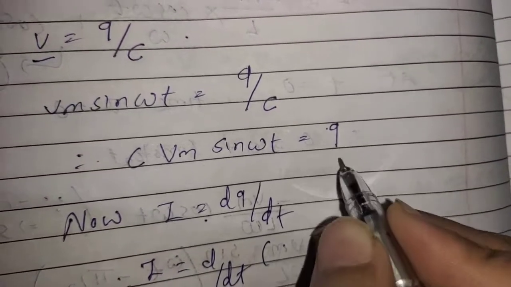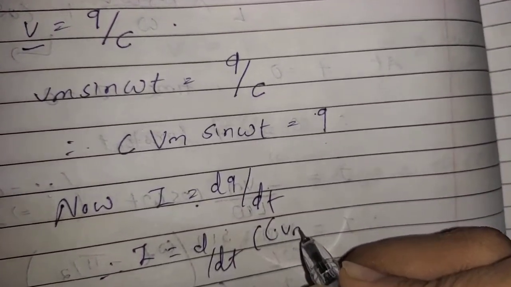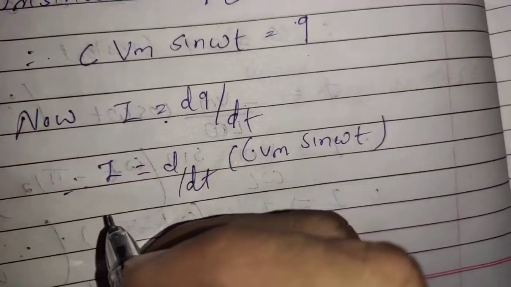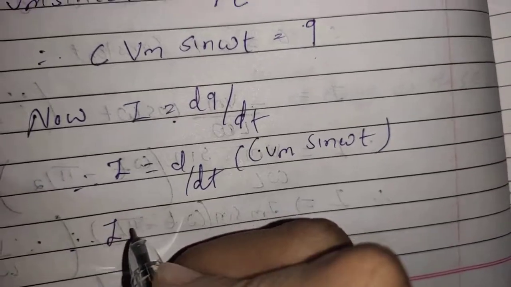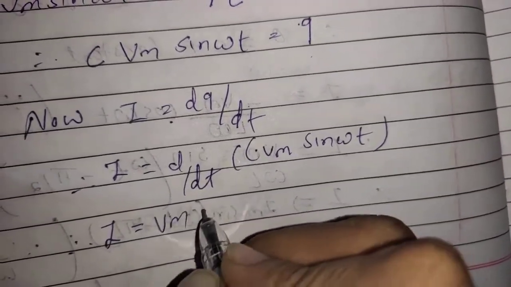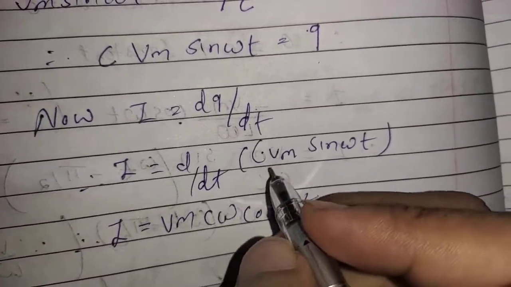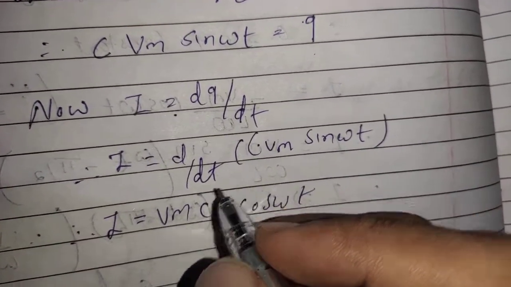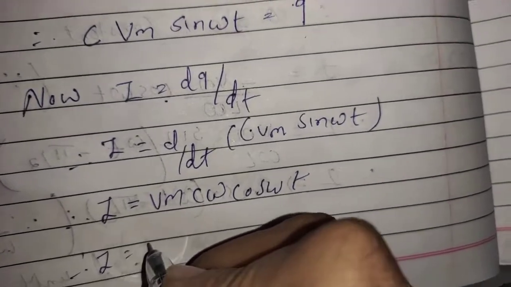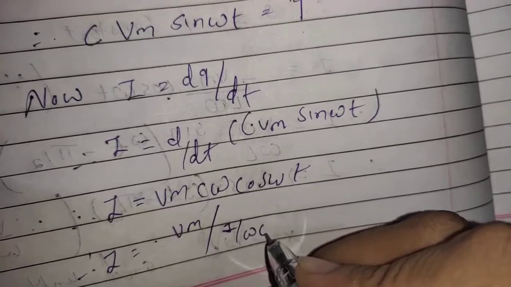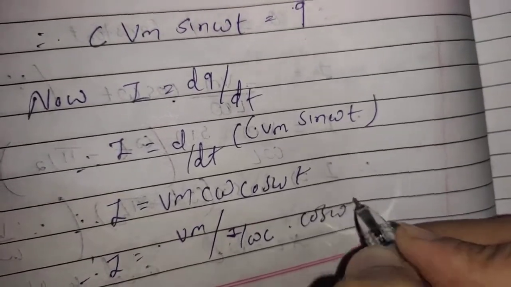of Q. What is the value of Q? It is CVm sin omega t. So guys, I is equal to Vm C omega cos omega t. So I is equal to Vm upon 1 upon omega C into cos omega t.